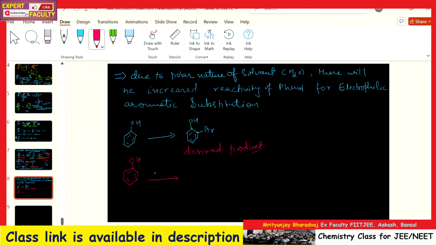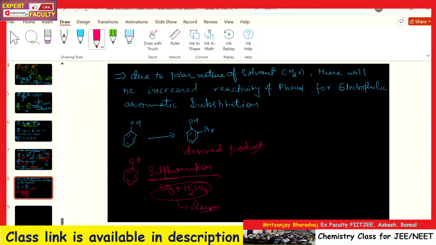So this phenol will be first sulfonated. Sulfonation. Do you remember the reagent for sulfonation? SO3 plus H2SO4. We call this mixture oleum.